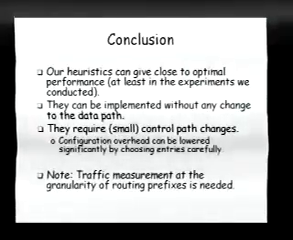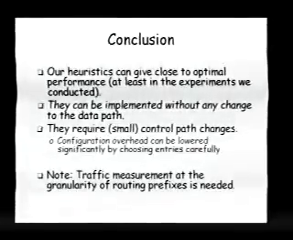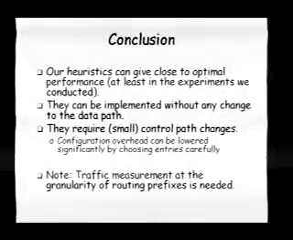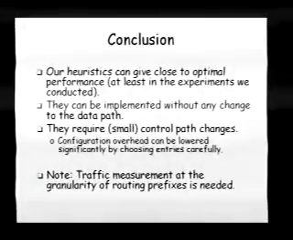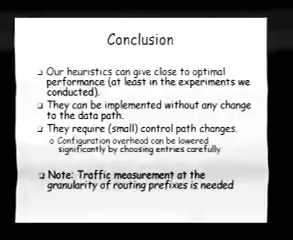Okay, so I'll just quickly conclude. We have been able to come up with a set of reasonably simple heuristics, which in our perception dramatically improves the load balancing ability of both OSPF and IS-IS. Now the main advantage is that it doesn't require any major tweaking. You don't need to change the data path anyway. You just require a small change in the control path.